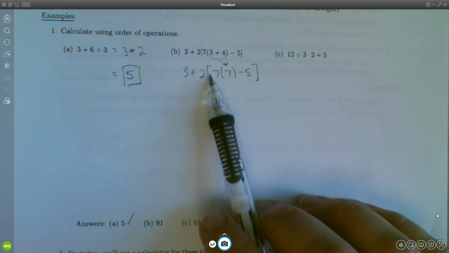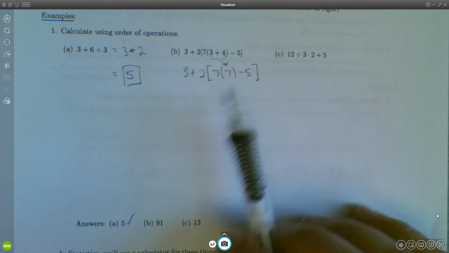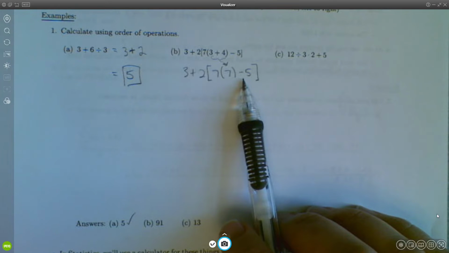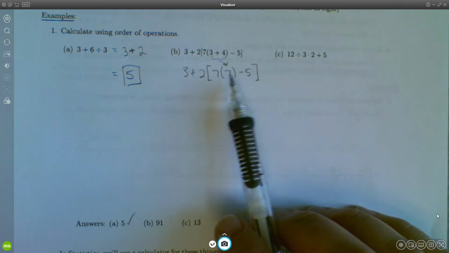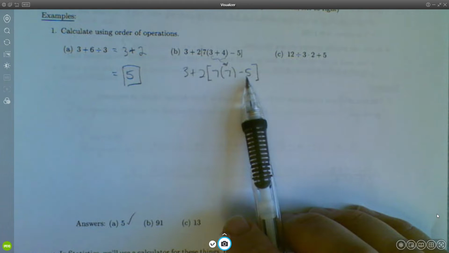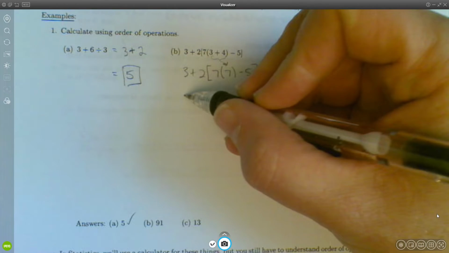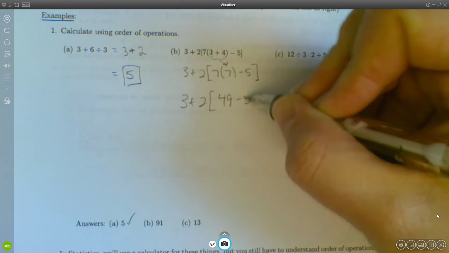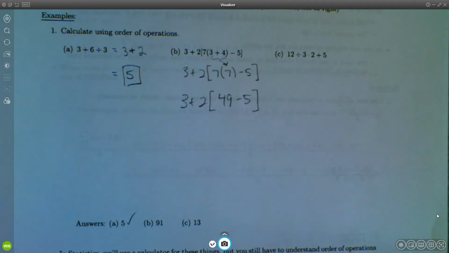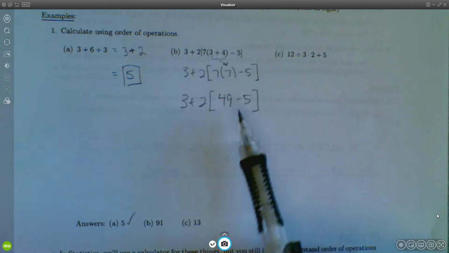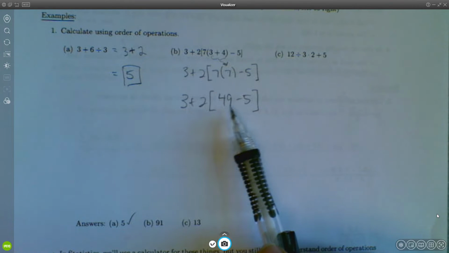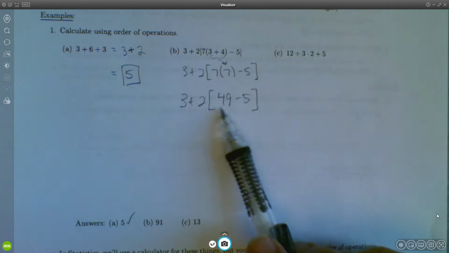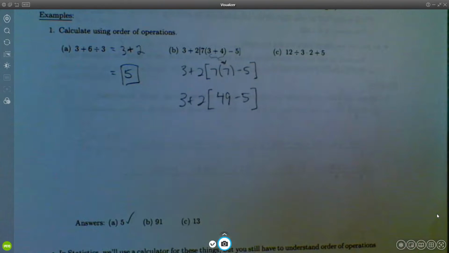So I'm working inside of this bigger set of parentheses, these brackets. And inside of there, I have to do 7 times 7 minus 5. And order of operations says that I should do this multiplication before I do the subtraction. So I'm going to do 7 times 7 first. 7 times 7 is 49. Everything else stays the same. Now the next thing I need to do is the subtraction so that I'm finished doing all of the operations inside of this set of parentheses. So 49 minus 5 is 44.